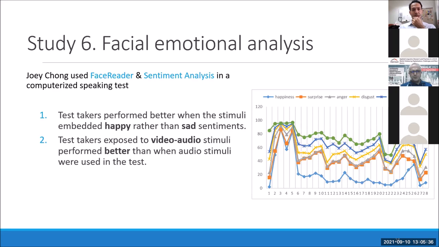So one of the studies that is under review right now is done by my student Joey, who used facial emotional analysis using FaceReader. What she found in the end was that test takers, I hear the bell, test takers perform better when the stimuli embedded happy rather than sad sentiments. But this was not statistically significant, but there was a difference between them, but unfortunately it didn't reach significance. And finally, test takers exposed to video and audio stimuli performed better, this was significant, than when audio stimuli were used in the test. So it has its own implication.